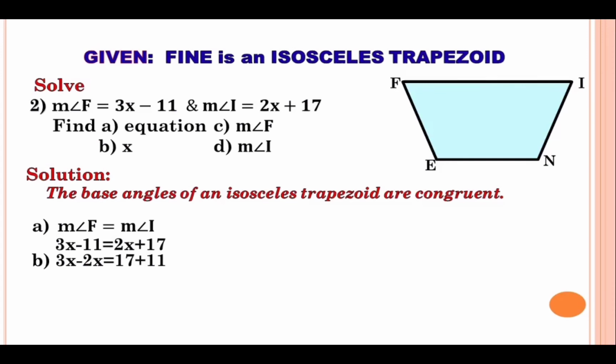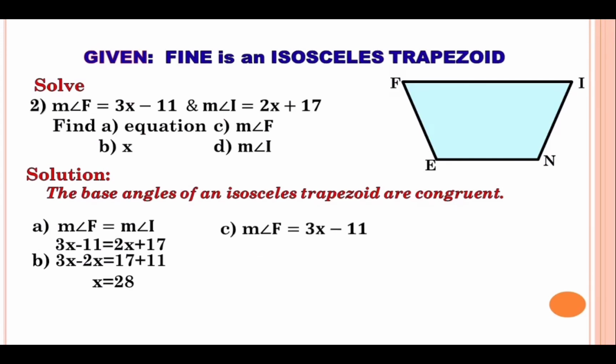Solving for x, we combine like terms. So 3x transpose 2x, it becomes negative 2x. We have here 17. Transpose negative 11, it becomes positive 11. Now 3x minus 2x is x. 17 plus 11 is 28. So the value of x is 28.